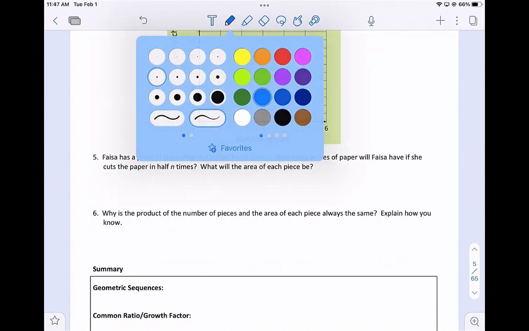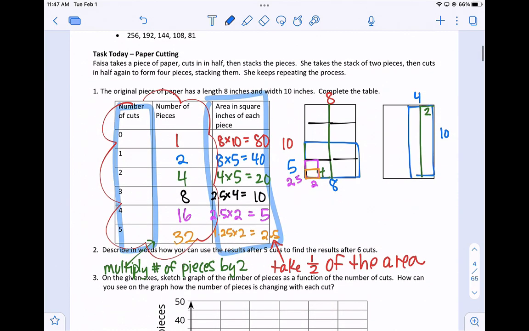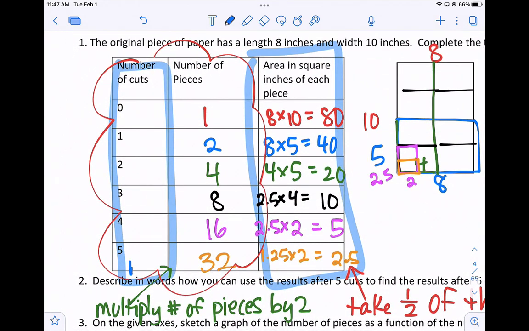Okay, so let's think about what it's asking. Pieces of paper n times. What will the area of each piece be? So we have to see how these are related. Okay, so how many pieces? So n is the number of cuts. So the number of pieces.